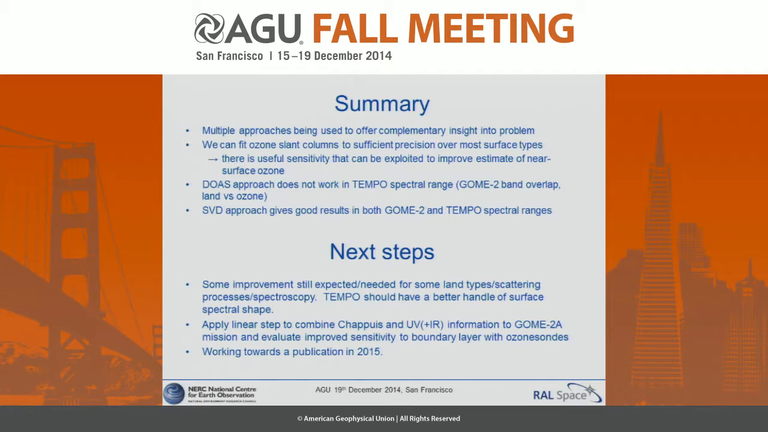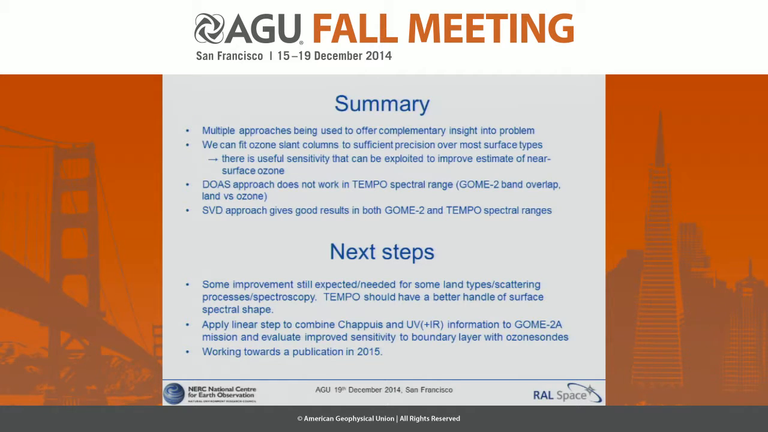In terms of next steps, we still expect to be able to make some improvement on characterizing the land spectral shape, some of the scattering processes, and spectroscopy, which can be an issue as well in the Chappuis bands. TEMPO potentially should have a better handle on surface spectral shape. There are observation techniques where you can make assumptions about how the colour of the land essentially doesn't change between measurements, even though the absolute radiances do, which GOME at the moment isn't able to do.